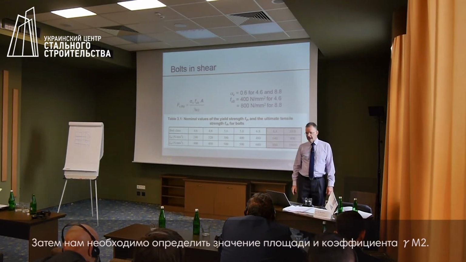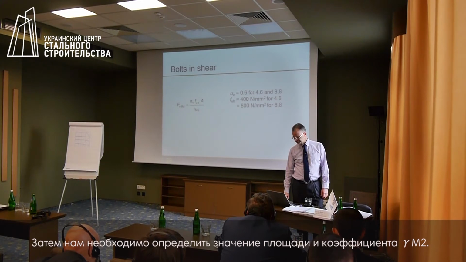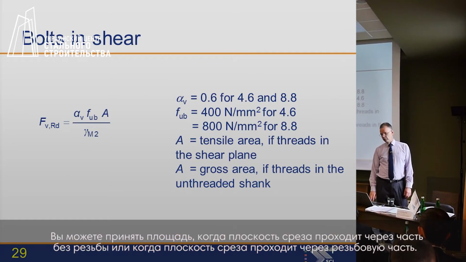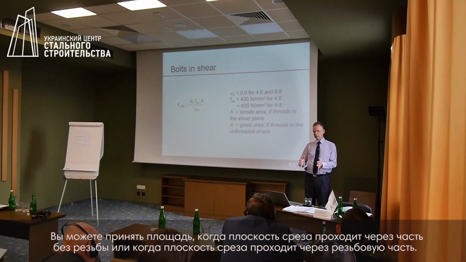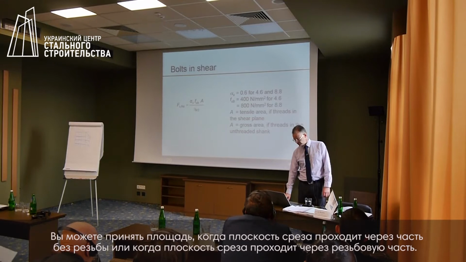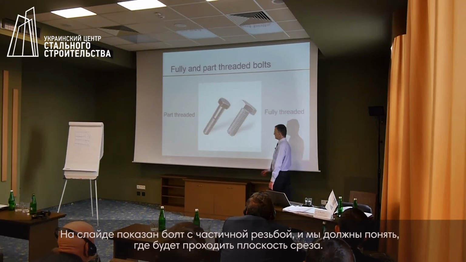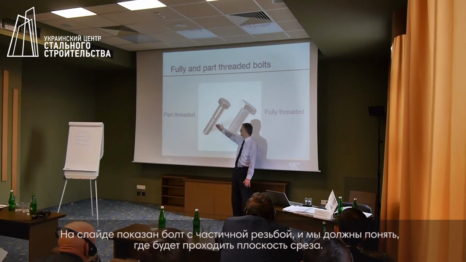Then we need an area, and we need gamma M2. We have two choices for the area. We could either consider the area to be in the part of the bolt where there is no thread, or we consider the area to be in the part of the bolt where there is thread. So here is a part threaded bolt, and we would need to decide where the shear plane is.